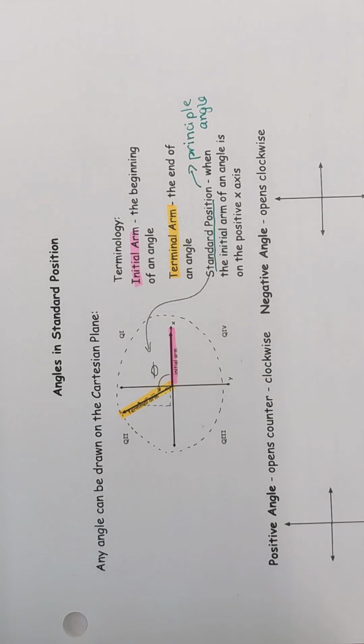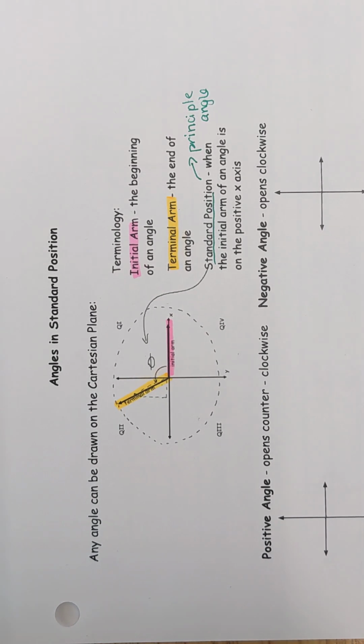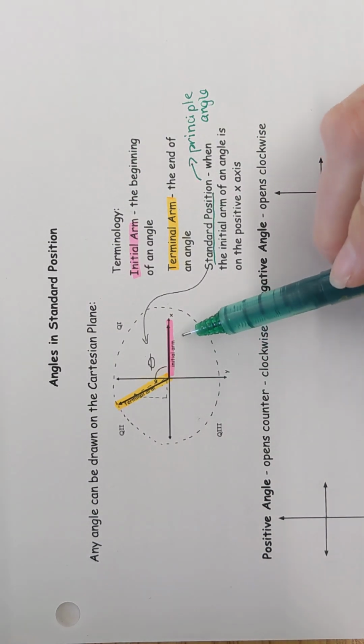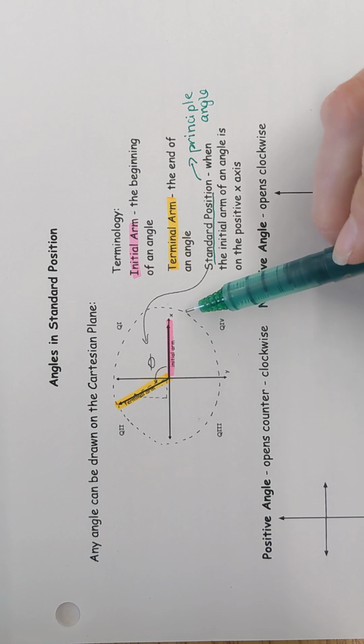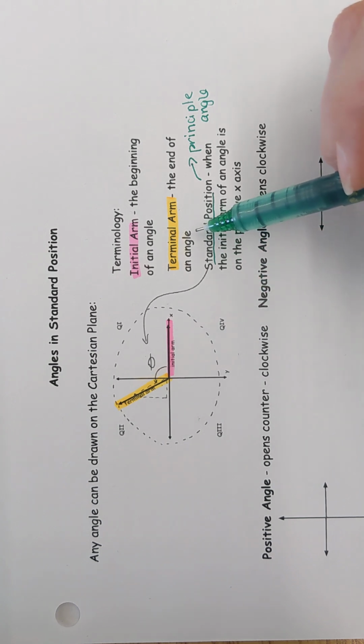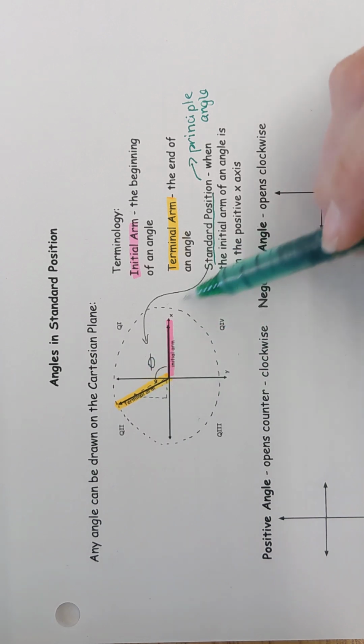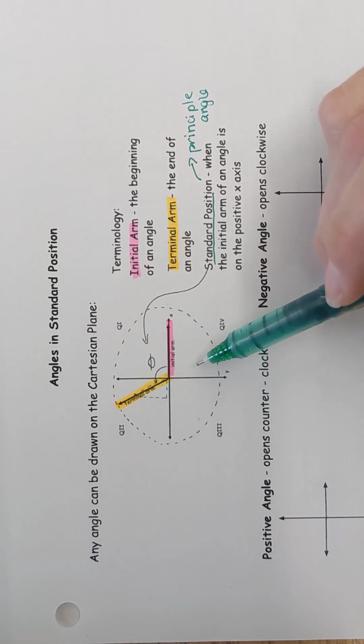Okay, today we're going to be looking at angles in standard position on our Cartesian plane. Any angle can go on the Cartesian plane, and there's some important terminology that's going to help us discuss the angles. The first thing to note is that the initial arm is the beginning of an angle, and it's always in this location along the x-axis. The terminal arm is the other arm of the angle. This is what creates the angle, and it can be in any of these quadrants.